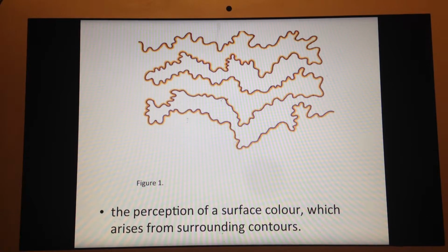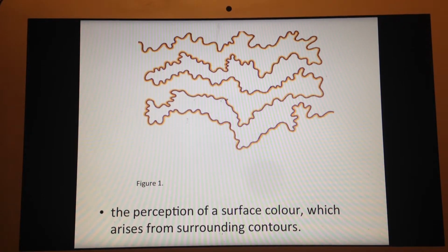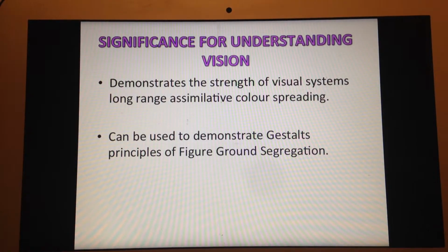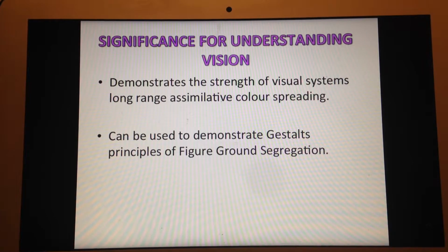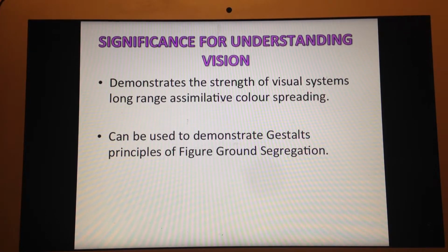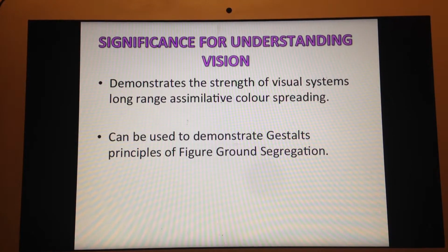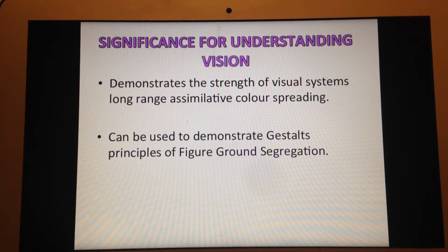The image consists of a purple contour which is flanked by an orange contour on one side. The surface abutting the orange contour appears tinted orange. This effect is significant for understanding vision as it demonstrates the strength of the visual system's long-range assimilative colour spreading, and also can be used to demonstrate Gestalt's principles of figure ground segregation.